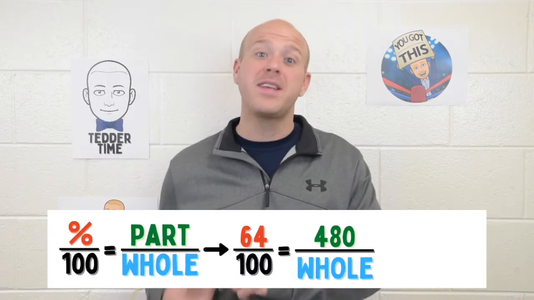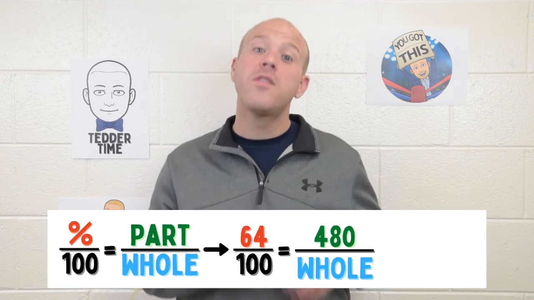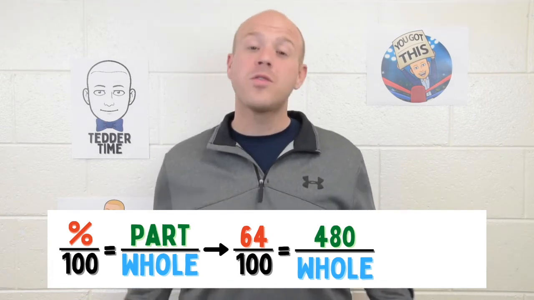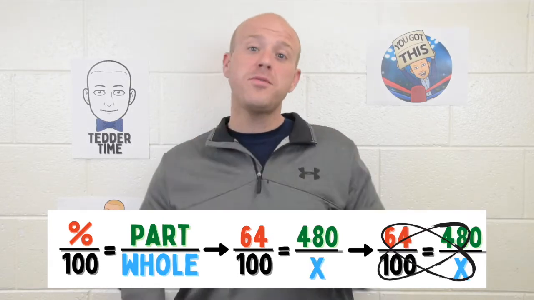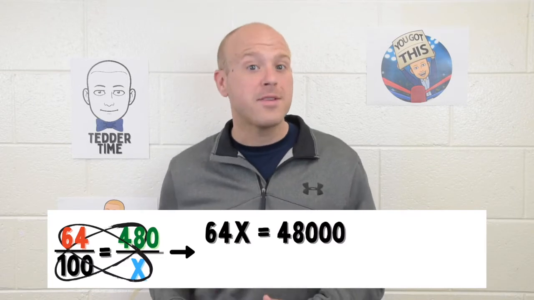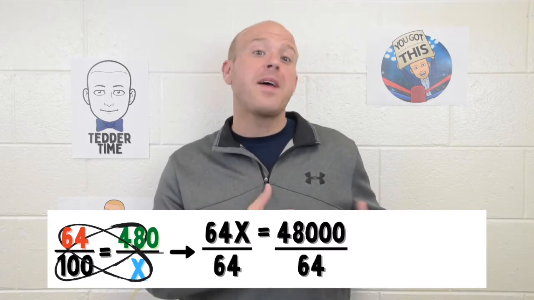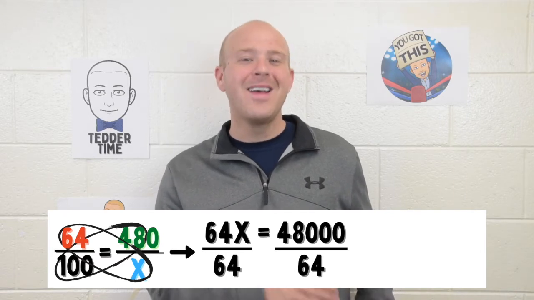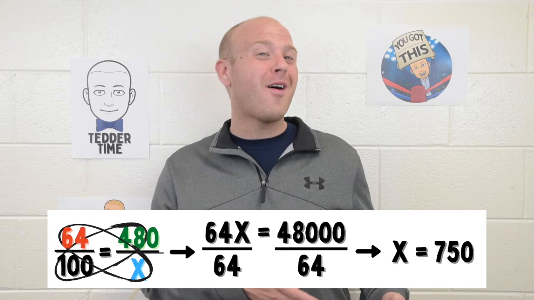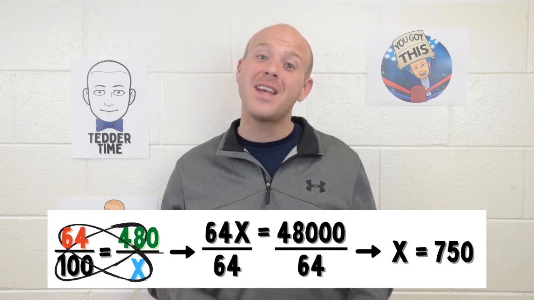So we do know the percent, so we're going to put 64 over 100 equals 480 over x, because we don't know the whole. So of course now we're going to cross multiply. So 100 times 480 is 48,000. And when you divide that by 64, you see that you get 750. So Farmer Tedder started with 750 pounds of potatoes.